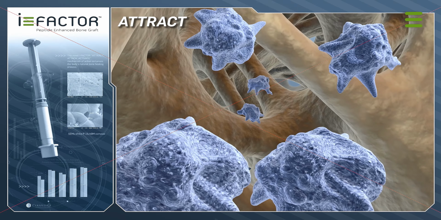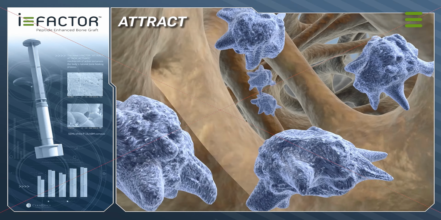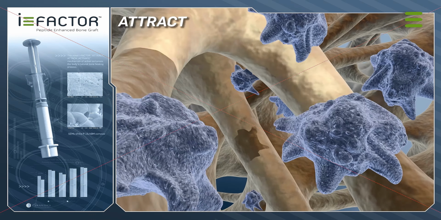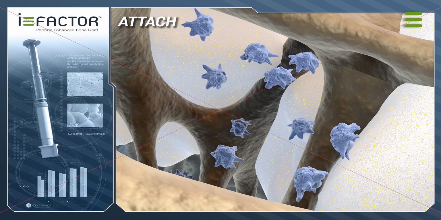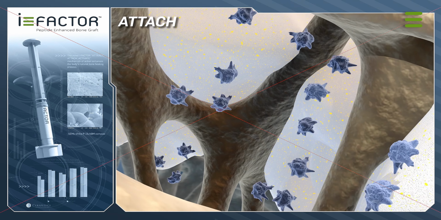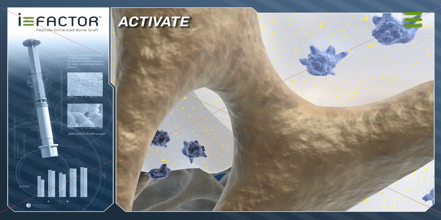The first phase, the attract phase, recruits osteogenic precursor cells by making the P15 binding sites available for cell adhesion. In the second phase, the attach phase, these cells make a strong connection to the ABM scaffold and also interact with the type 1 collagen.